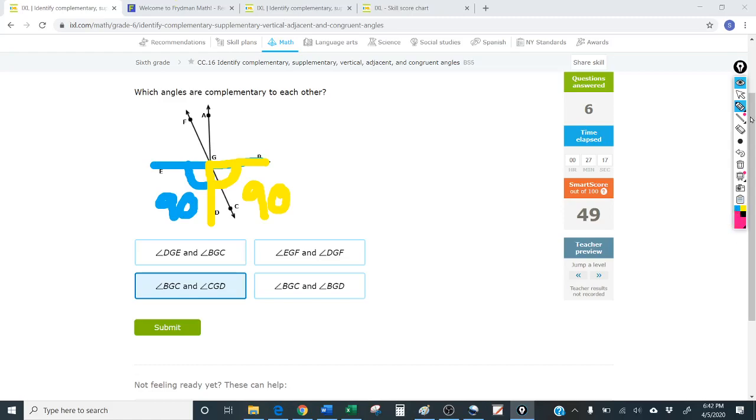So that means that from here to here, it is actually a 90-degree angle. So angle BGC plus angle CGD does make this 90-degree angle right over here. So they are complementary.